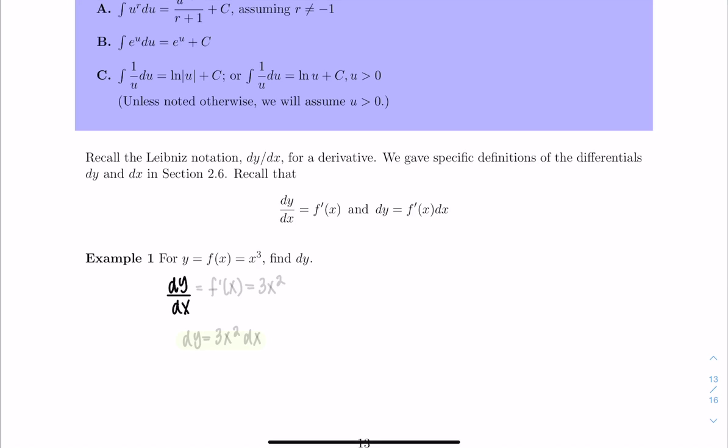And that's just finding the derivative, which is 3x squared. And so dy, we just do 3x squared dx.